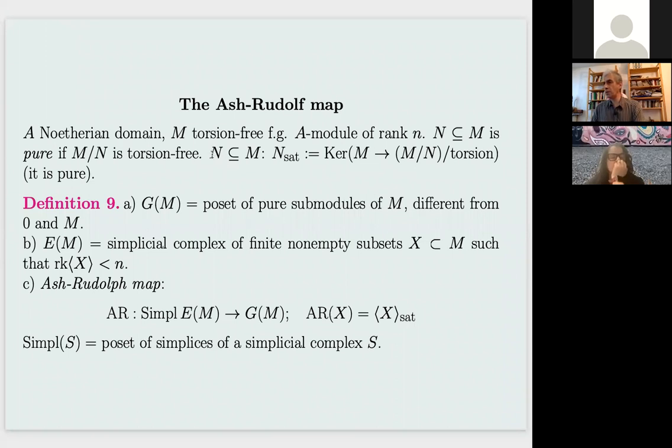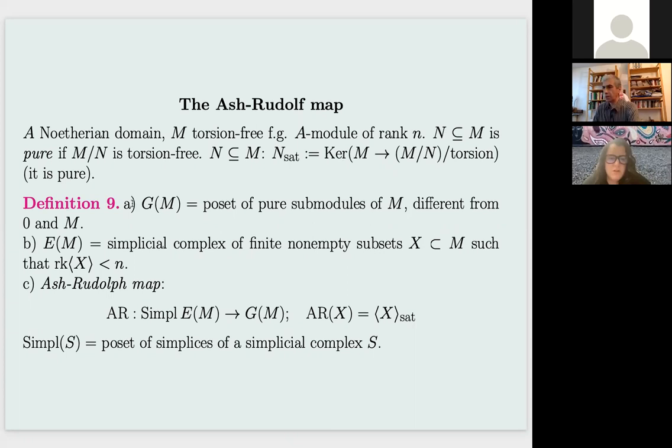If I have a submodule of this torsion-free module, then we say that it's pure if the quotient is torsion-free. And if it's not pure, then I can saturate it. I can create a slightly larger submodule, n-sat, which is pure. It's just what is written here. It's the kernel of the map M to M mod n, and then a quotient of M mod n by its torsion subgroup.